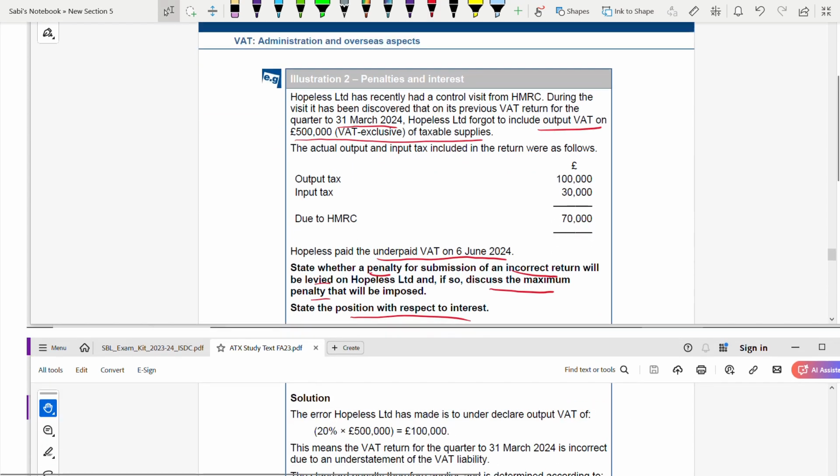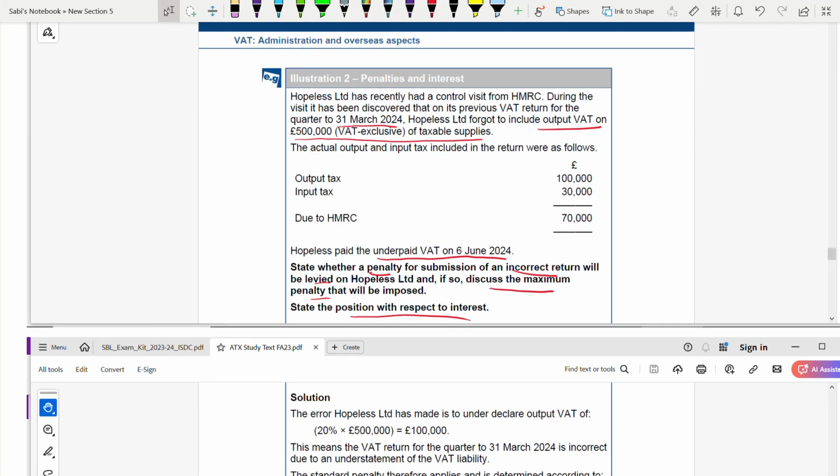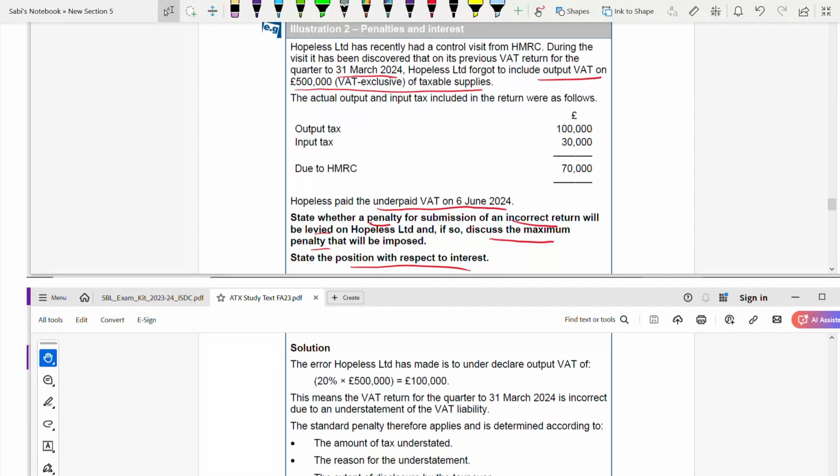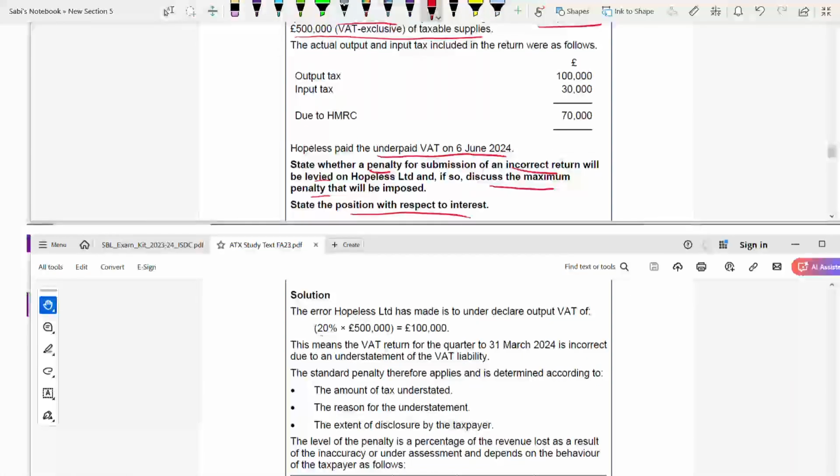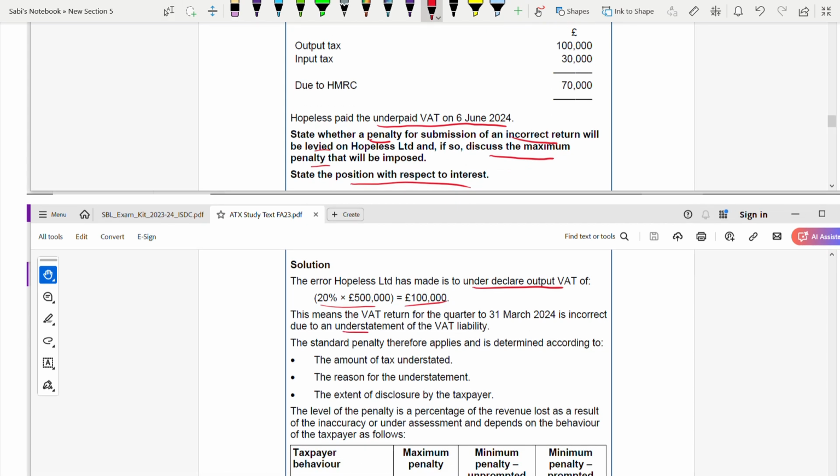So now we'll find the VAT. So 500,000 is VAT exclusive. 20% of 500 is 100. So this error is to under declare output VAT. The error made is to under declare. Because of this error, you have under declared the output VAT. You're supposed to show more output VAT, now you're showing less output VAT because of this error. So now there is an understatement of VAT liability. Now you have to correct it.